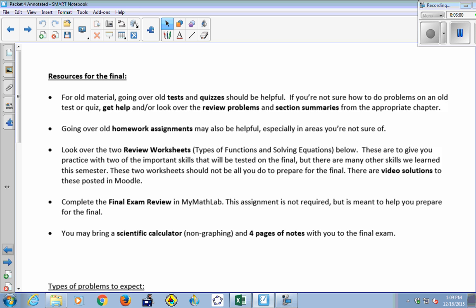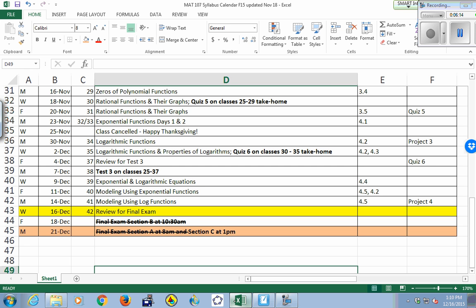Any questions about the final, how to prepare, what it's going to be like? It's in this room, yep. The time in the day? Yeah. Monday, December 21st, 1 o'clock. 1 p.m. to 3 p.m.